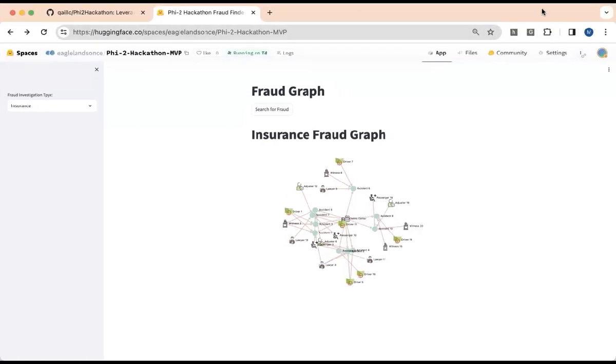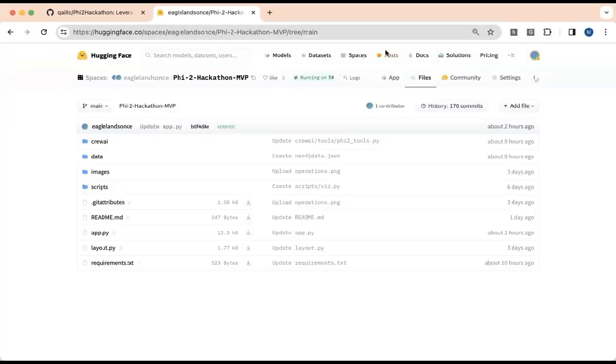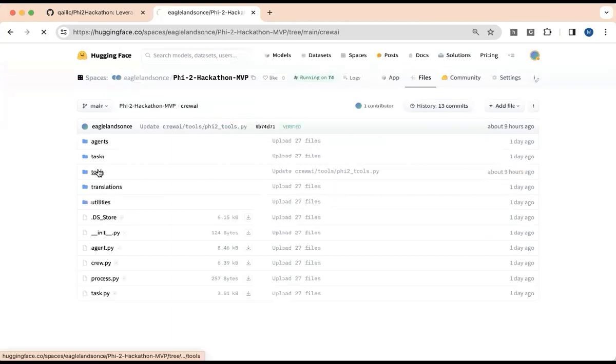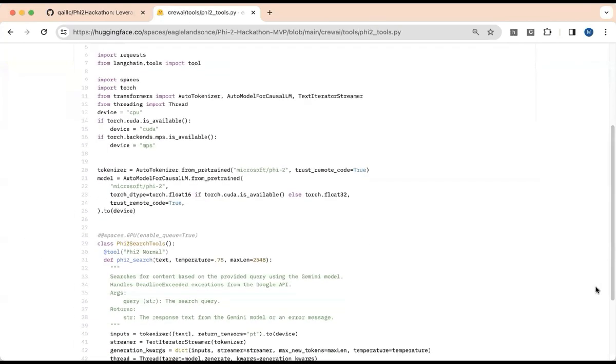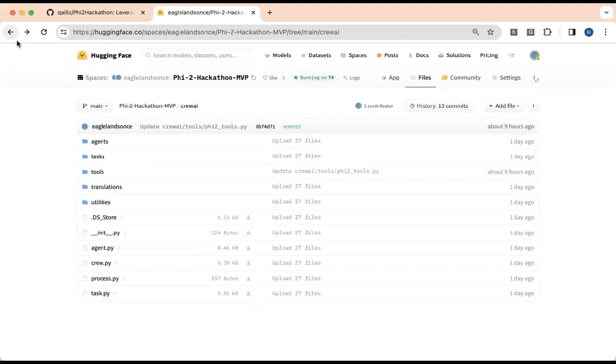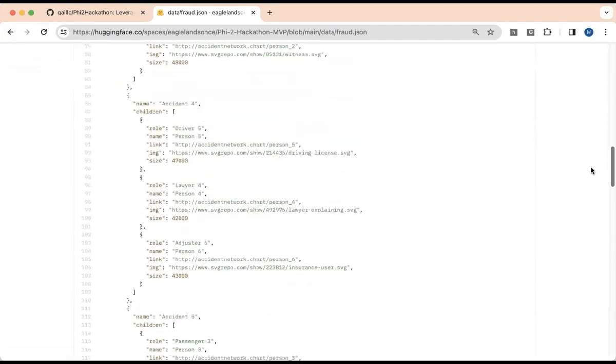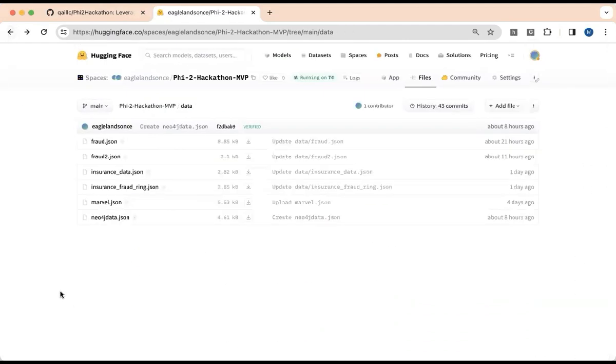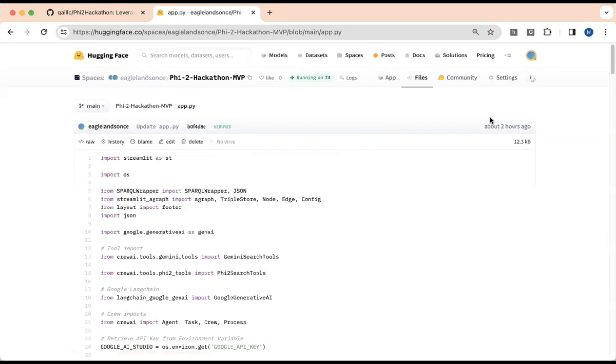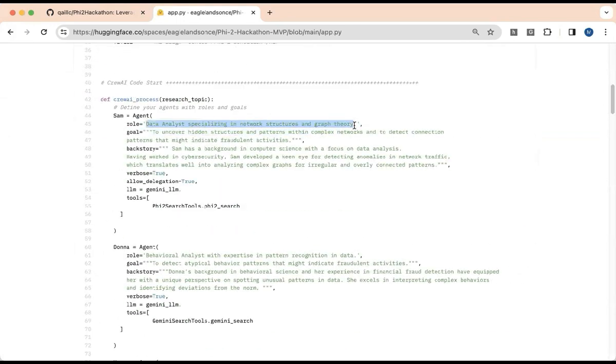Opening up our application to the CrewAI folder, under Tools, we see our Phi-2 tools. We see our Microsoft Phi-2. We use the Neo4j insurance papers to develop our data. There's our 10 accident dataset. And in our application, we have Sam, our data analyst, who uses the Phi-2 tools to analyze our graph.